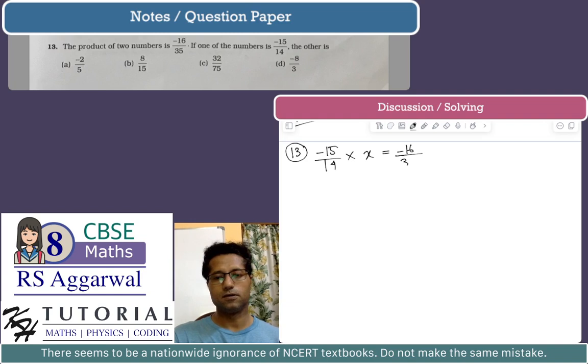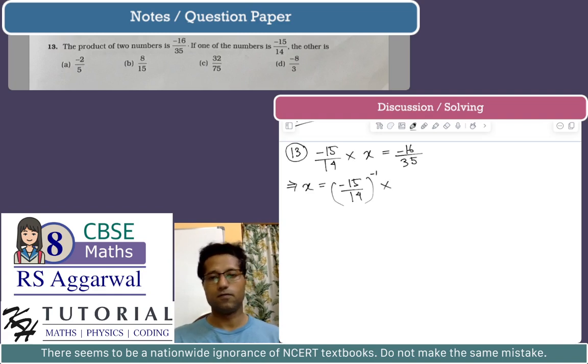So this implies x will be equal to the multiplicative inverse of the coefficient of x. The coefficient of x is minus 15 by 14, its multiplicative inverse multiplied by whatever value we have on the right hand side, that is minus 16 by 35. Now the multiplicative inverse of minus 15 by 14 is, we just reverse the numerator and the denominator.